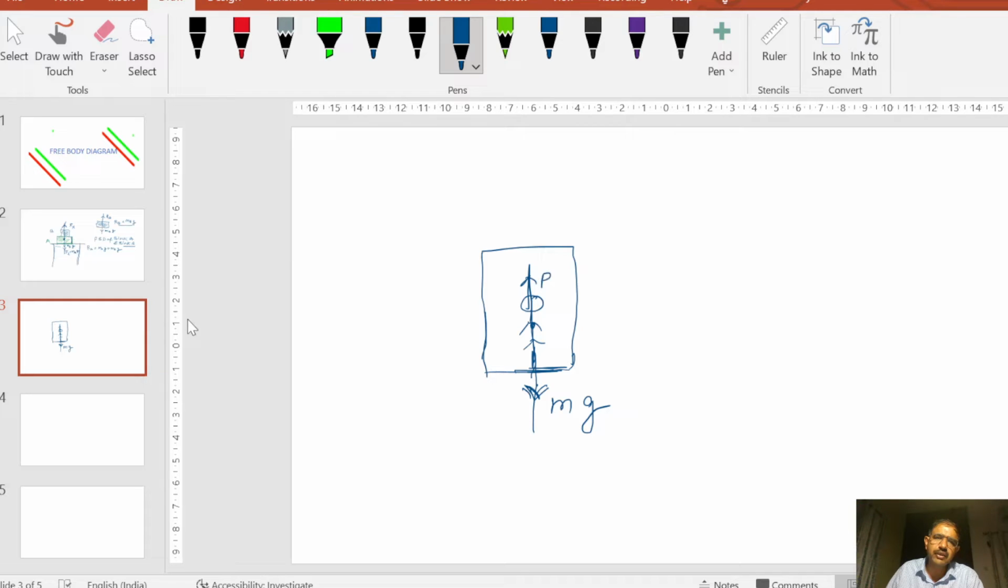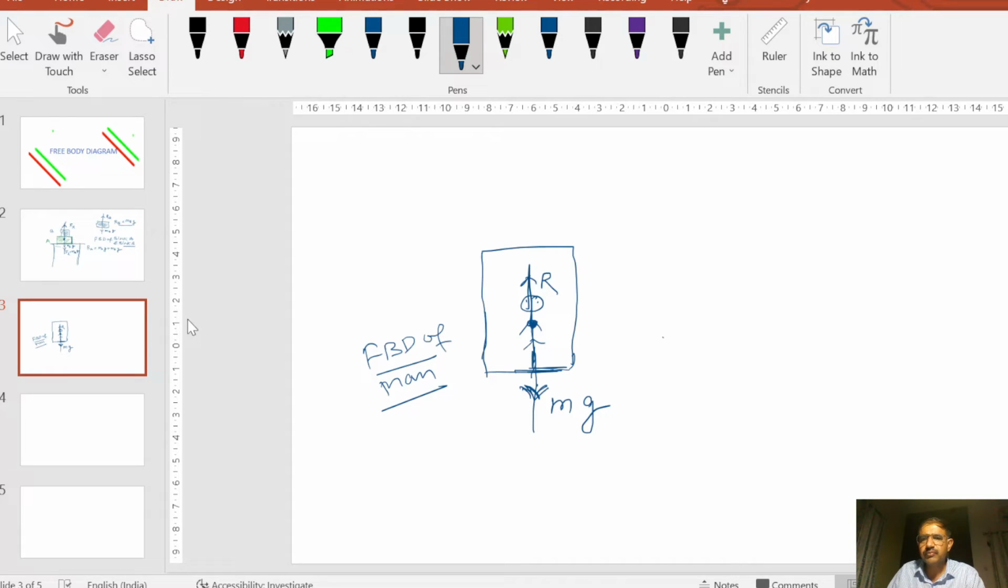So that is the free body diagram of this man, because on this man only these two forces are acting: mg, the force by which earth is pulling this man, and second is the normal reaction provided by the floor. This is the free body diagram of a man. So whenever we have to draw the free body diagram of a particular object, we have to consider only the forces which are acting on that object.